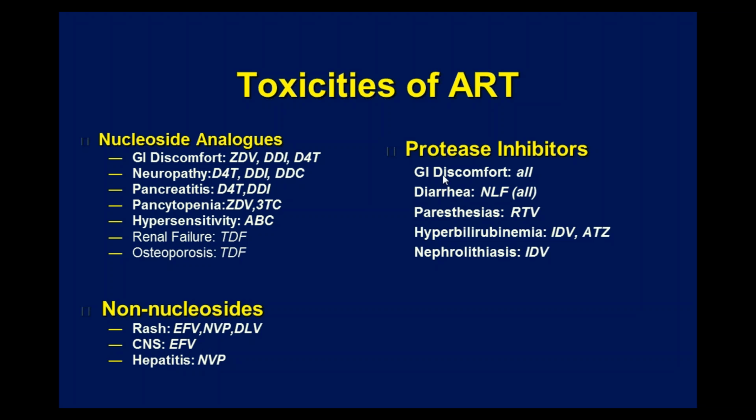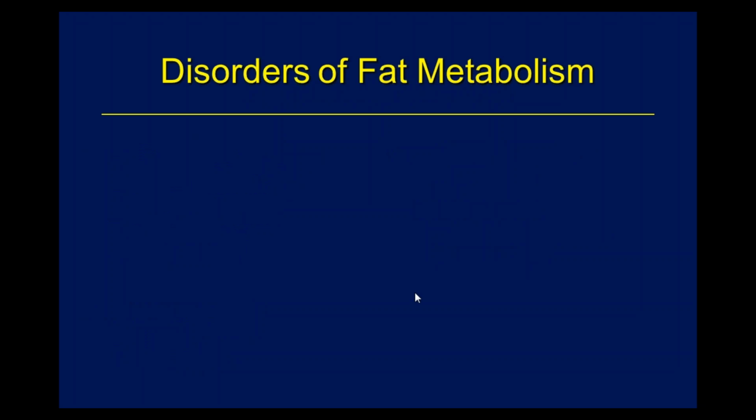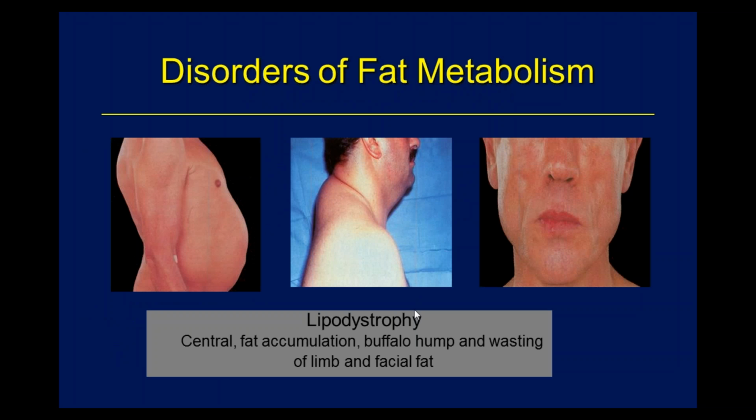But you get funny stories about it as well. So protease inhibitors, all of them cause diarrhea and GI discomfort. Okay, and then some of them, like atazanavir, can cause hyperbilirubinemia, and some of them can cause kidney stones. More importantly, what we see are disorders of fat metabolism, and this has been called lipodystrophy or lipoatrophy, but really what it's associated with is a redistribution of fat.